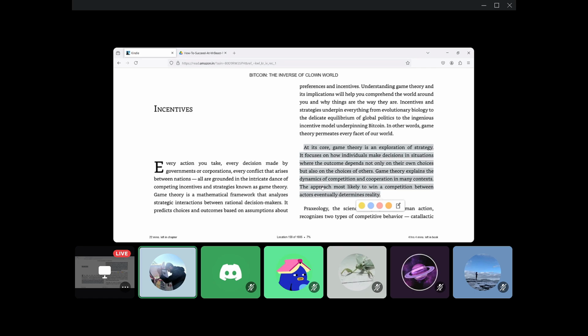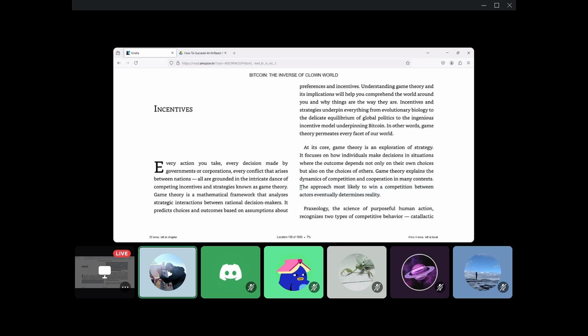Game theory explains the dynamics of competition and cooperation in many contexts. The approach most likely to win a competition between actors eventually determines reality. I think this summarizes the history of the world, that the quote is that history is written by the winners. So whatever happened and whatever we are able to empirically study happened because somebody was able to apply that strategy effectively and was the winner of that cooperation or competition, thereby determining the current day reality.